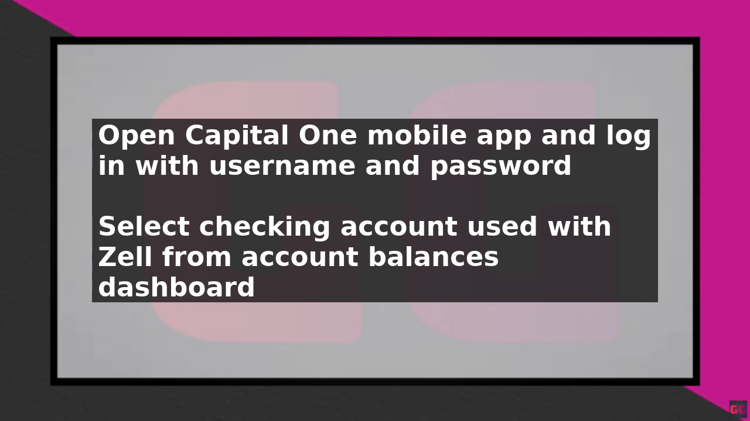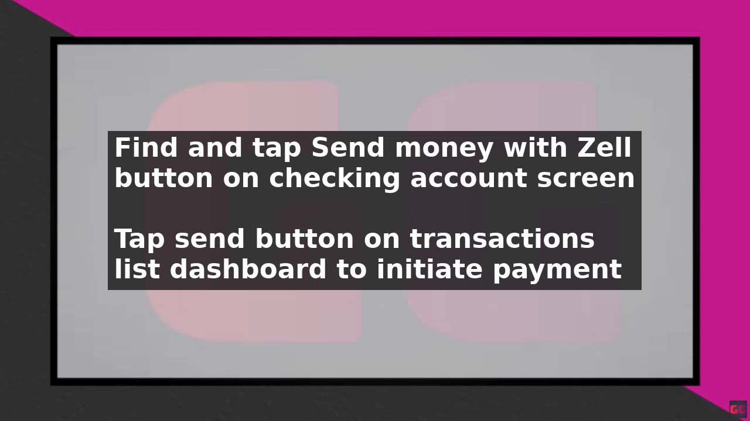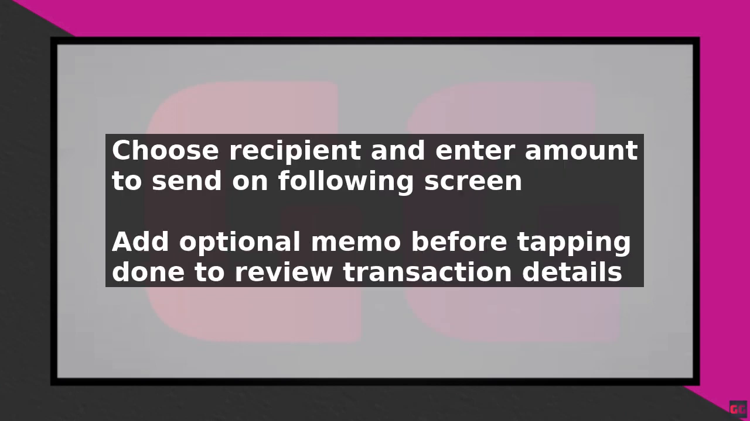Select the checking account you use with Zelle, as there shouldn't be too many options. On the checking account screen, find and tap the Send Money with Zelle button. You may be offered the option to try a new feature, such as a QR code, but you can opt to continue without it. This will take you to a list dashboard showing recent transactions, where you'll see Request and Send buttons. Tap on the Send button.